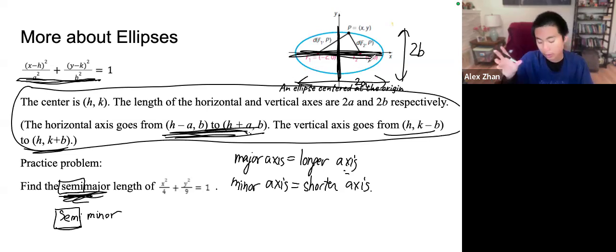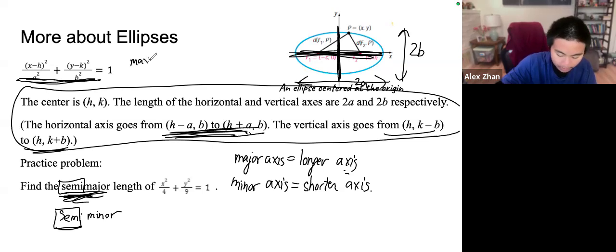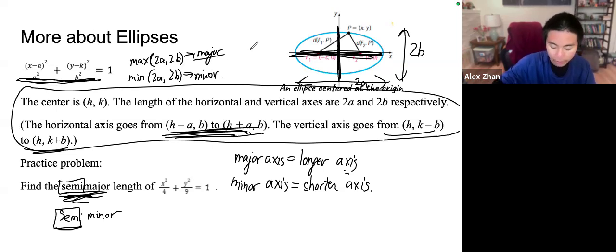As we said earlier, the horizontal axis is length 2a, the vertical axis is length 2b. So our two axes have length 2a and 2b. The major axis is just the longer one. So the length of the major axis is the maximum of 2a and 2b. And the minimum of 2a and 2b is going to be the minor axis. As for semi-major, it would just be one half of that, which is just a and b.